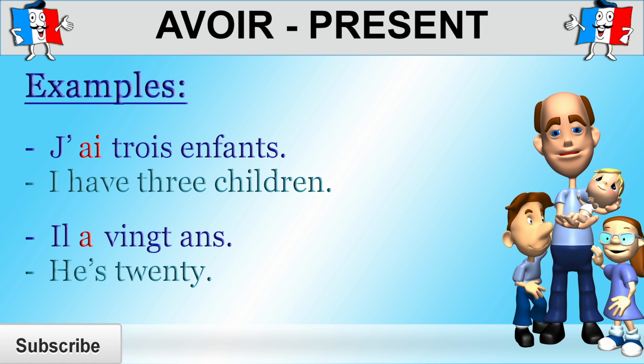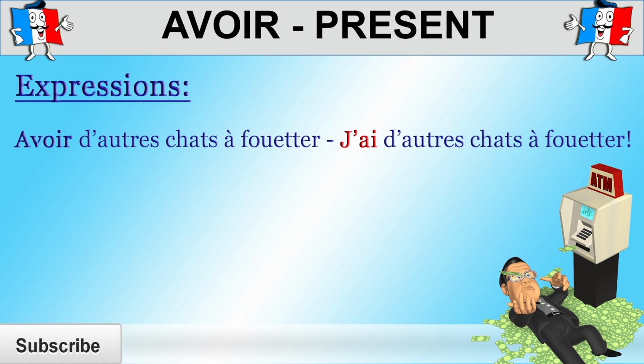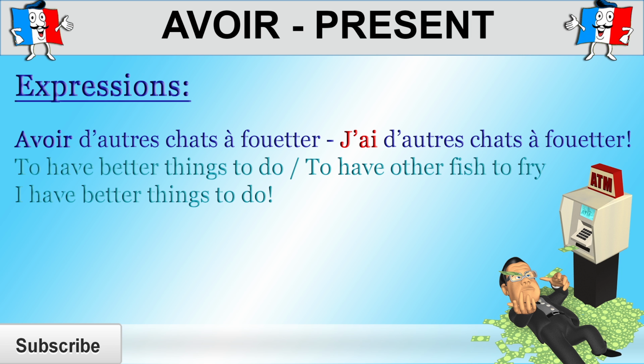Now let's have a look at a couple of expressions using the verb avoir I've picked for you. The first one, if you ask me, is rather strange. I have no idea where it came from, but anyway, avoir d'autres chats à fouetter means to have better things to do or to have other fish to fry. But, being as we're lovely French people, the French expression literally translates to have other cats to whip. Nice, isn't it? So, if you wanted to use it in a sentence, you could say something like J'ai d'autres chats à fouetter. I have better things to do.